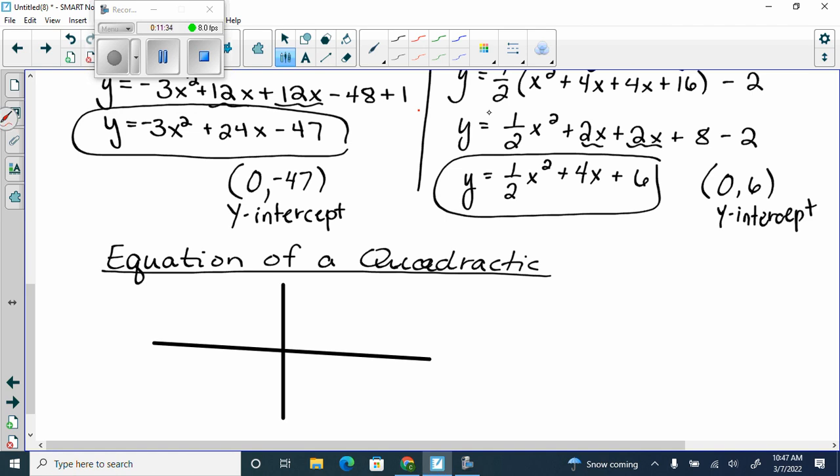So we need an equation of a quadratic. In order to get an equation of a quadratic, I have to give you 2 pieces of information, right? Yes, I do. The 2 pieces of information, one of them needs to be the vertex and the other one needs to be a what?